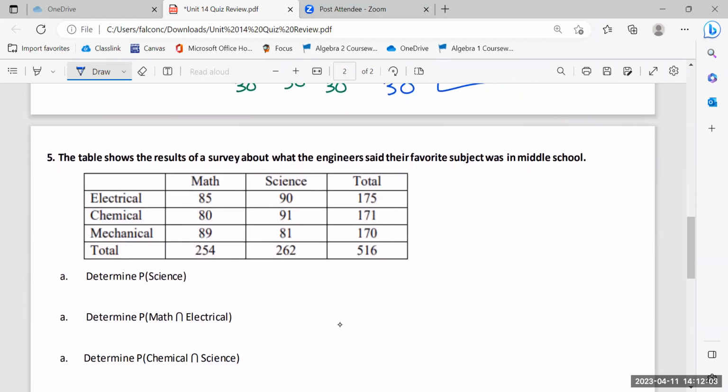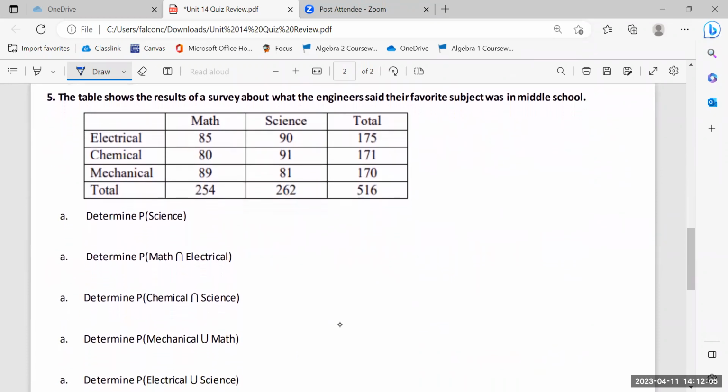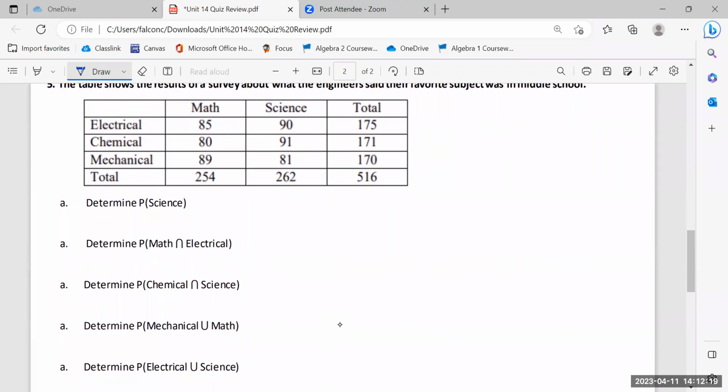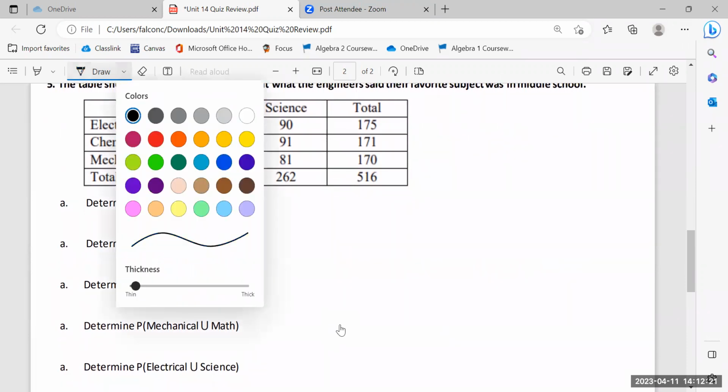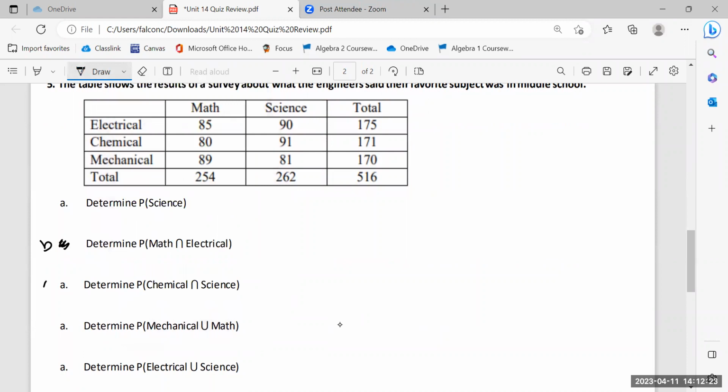All right, so then we have a two-way frequency table. This table is showing us the results of a survey about what the engineers said their favorite subject was in middle school. So the first one they ask, ooh, all these are A. Let me change these. B, C, D, E.